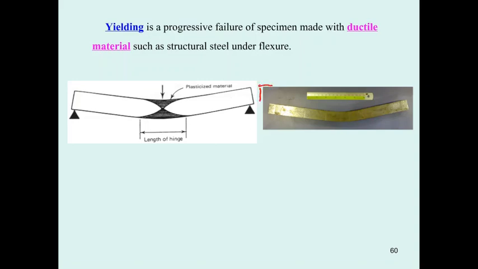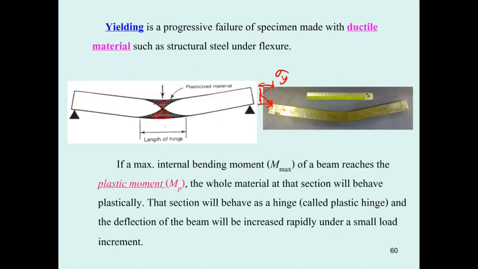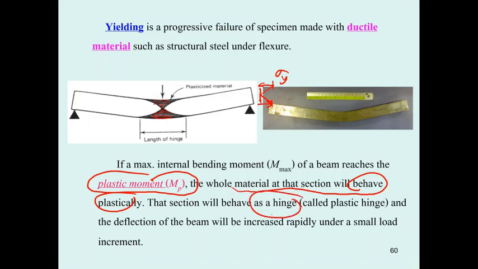When the maximum stress reaches sigma sub y, okay, the stress starts to produce the behavior of the hinge at the loading point. You can see from the test the plastic moment, okay, will produce this kind of behavior, and the material at this section will behave plastically and form the hinge over here. And what happens later is that the deformation of the beam will increase rapidly under a small increment of the force.